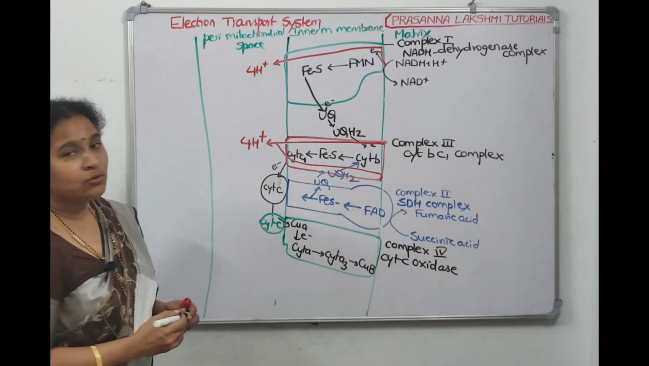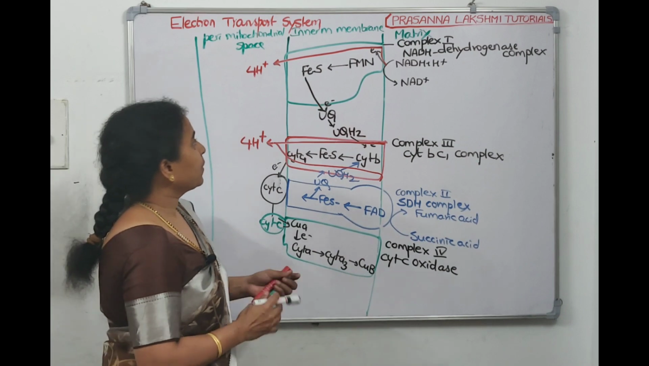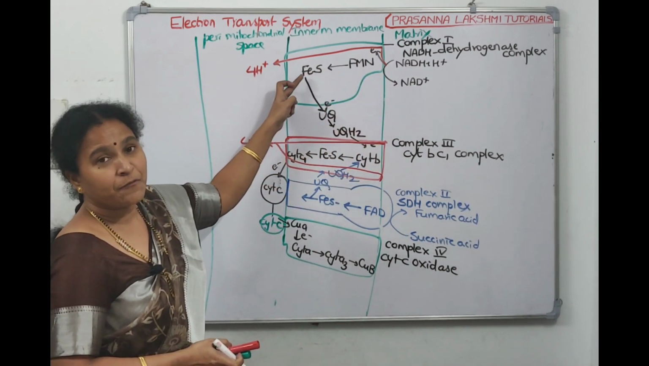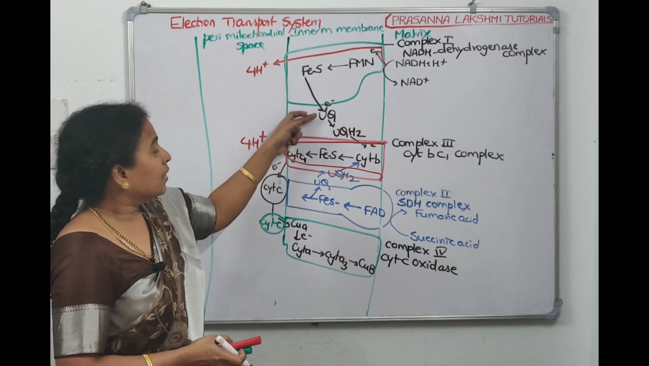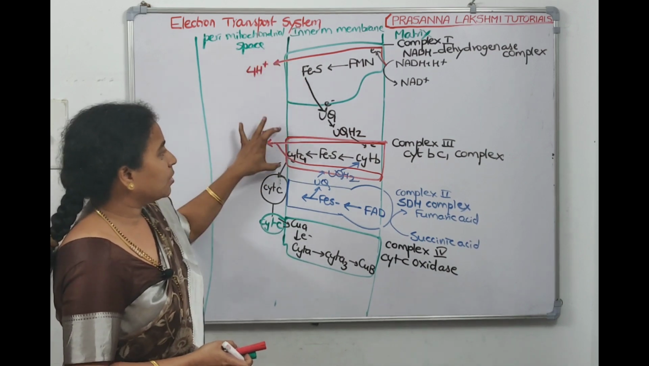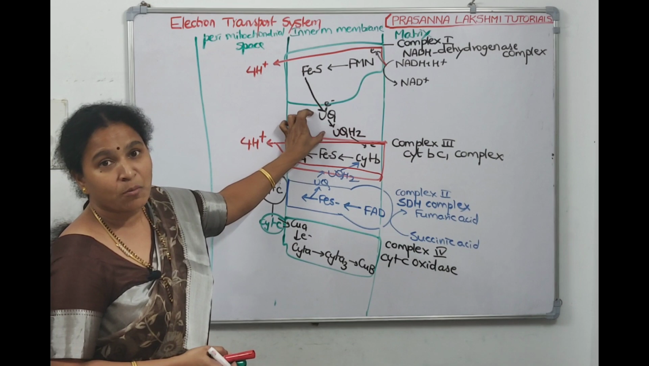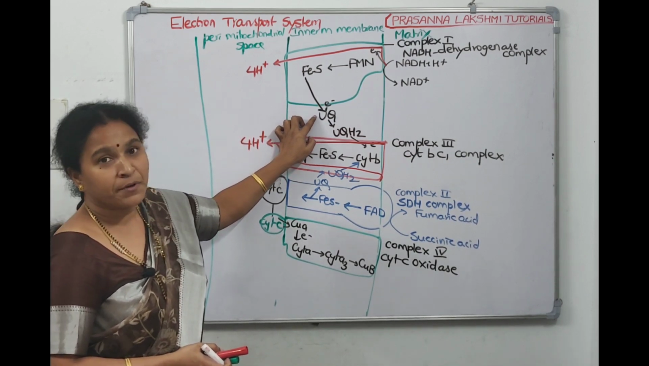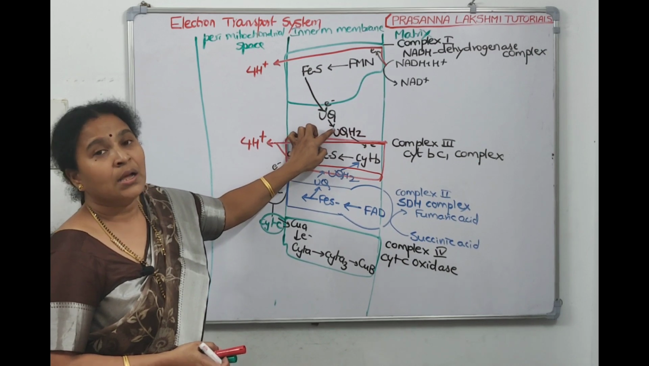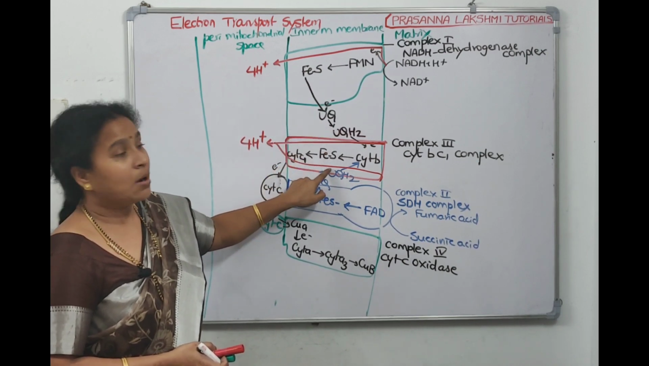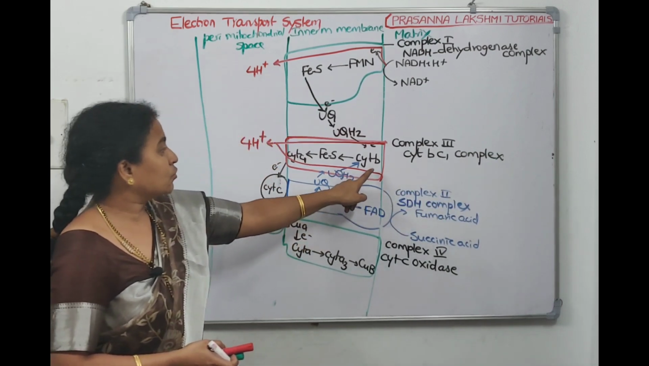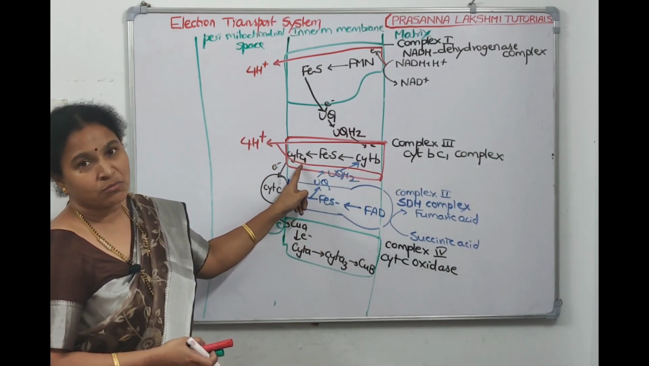So you can see how the electrons are getting transported here. From NADH to FMN, from FMN to iron sulfur, and from there to a mobile carrier. It is not part of this complex. So ubiquinone is a mobile carrier. It takes the electrons and protons, and ubiquinone becomes ubiquinol. It passes the electrons to complex 3. Complex 3 is called cytochrome BC1 complex, which consists of cytochrome B, iron sulfur protein and cytochrome C1.